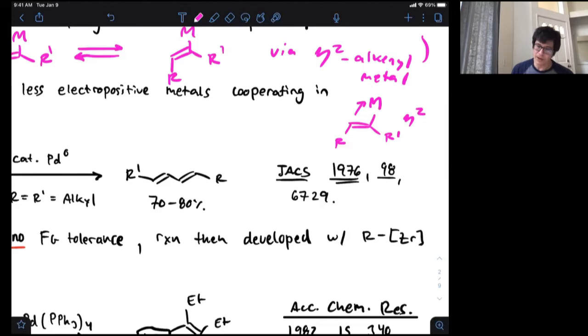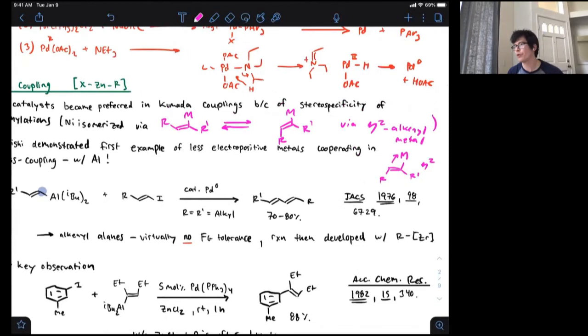There's another manifestation of that. I don't want to belabor this point too much, but this eta 2, the way I've drawn this here is sort of uncomfortable. You can also think about pushing arrows to make a carbene or carbenoid intermediate that allows you to weaken that carbon double bond, which you could imagine would be enough to allow the requisite CC bond rotation to take place.